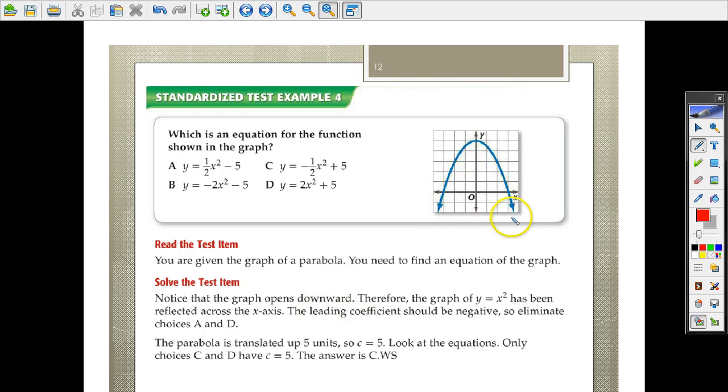Remember I said if it's negative, it's going to be a frowny face. So it's not A, it's not D. So you have two options. It's going to be a negative, so it's going to be C or B. The parabola is translated 5 units up. So here it's 1, 2, 3, 4, 5. It's a positive 5, not a negative 5. So you know the answer is C.